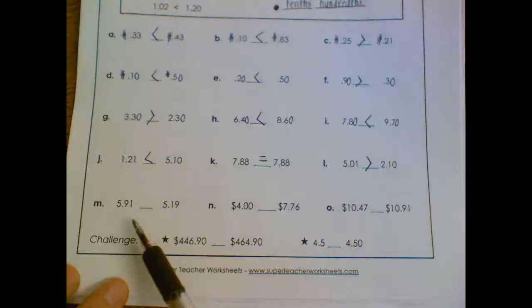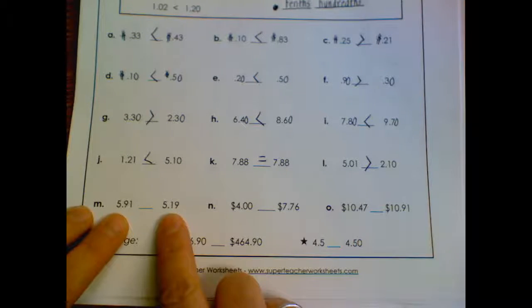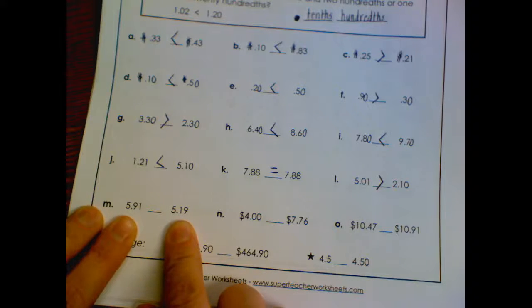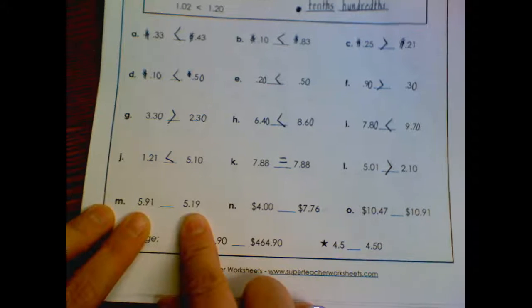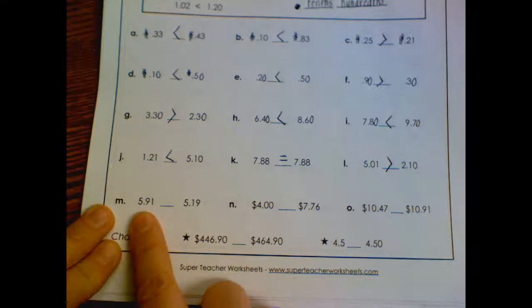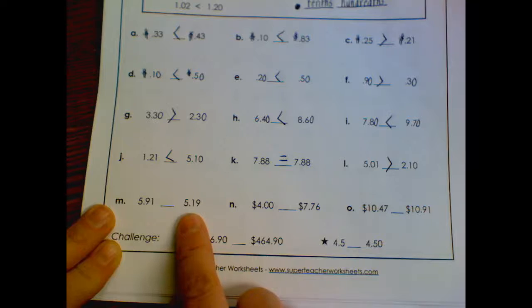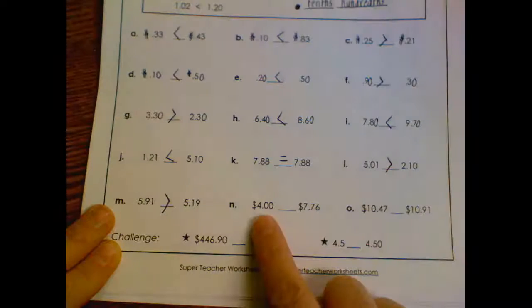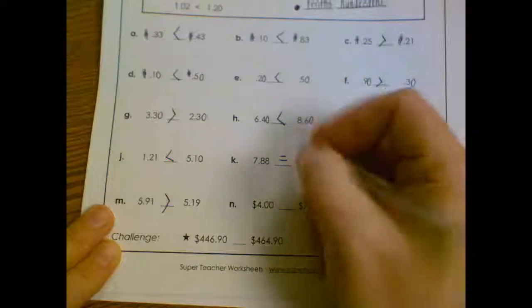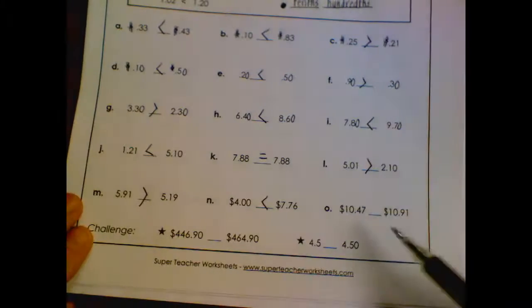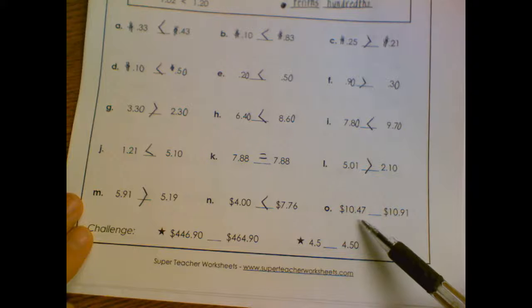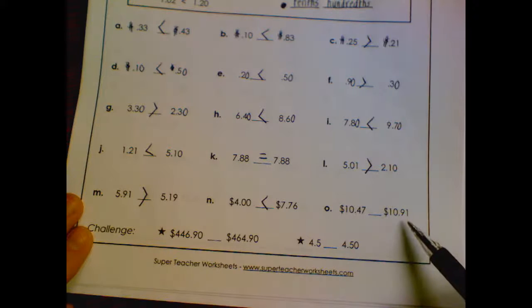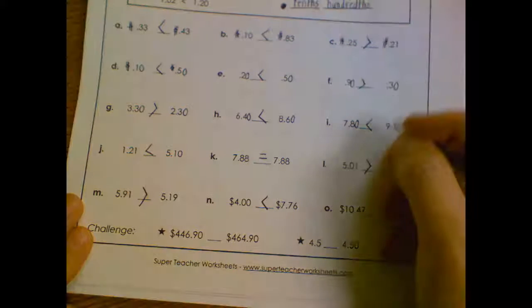All right, we're almost done here. Ooh, see how they try to trick you? They're hoping you're going to look at this super quickly and not notice. They are different. This is 5 and 91 hundredths, 5 and 19. So if you go too fast, you're going to get it wrong. $4 or $7.76. And the last one, $10.47, and then $10.91.